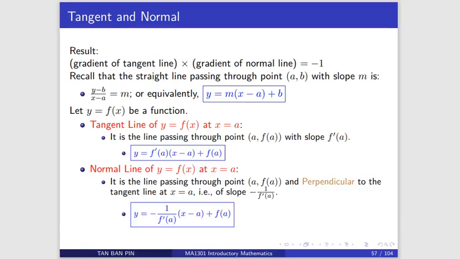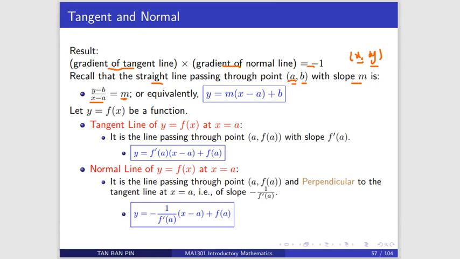We have mentioned that the gradient of the tangent line times the gradient of the normal line is equal to -1. If you consider a straight line passing through the point (a, b) with slope m, then you will have (y - b)/(x - a) = m. To find the gradient of the line, you just choose a general point (x, y), then you take y - b over x - a to give you m.